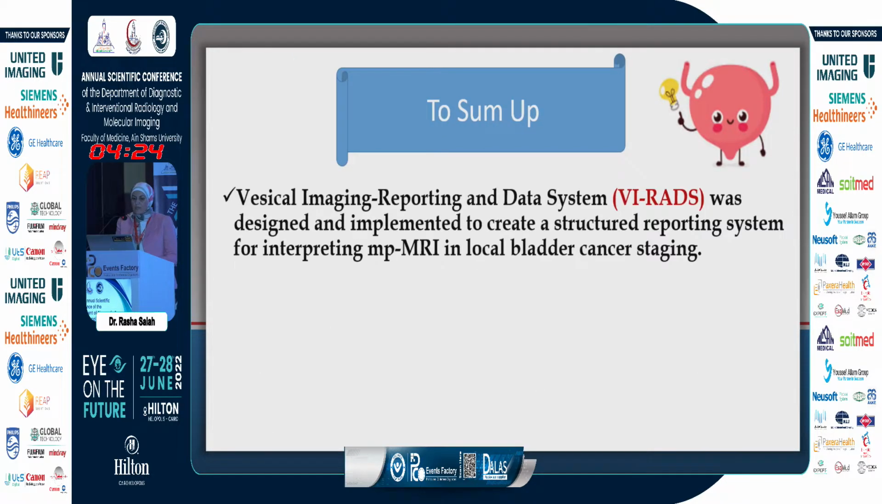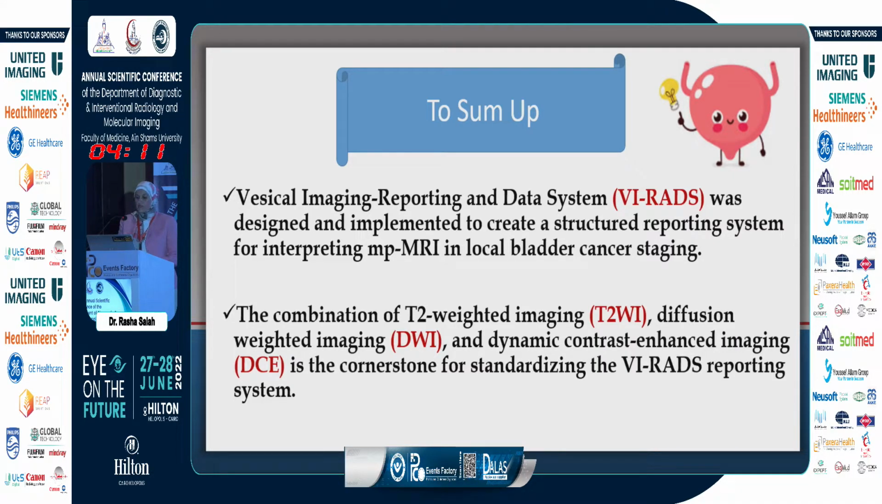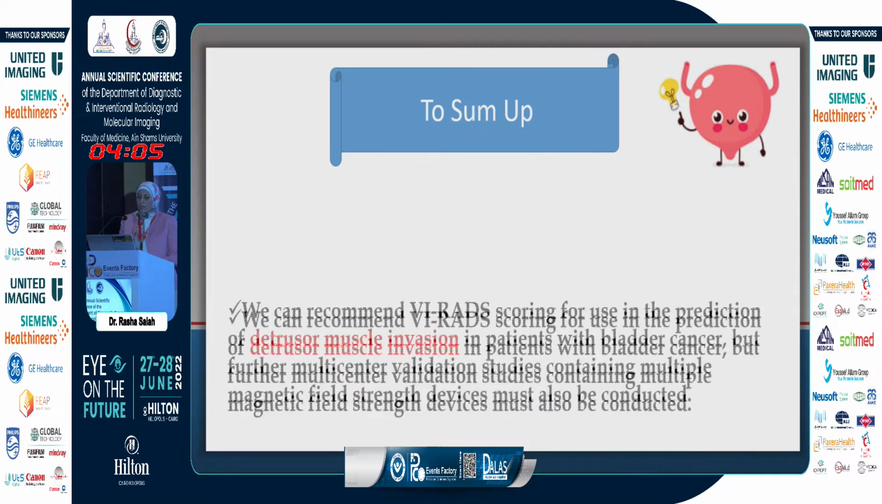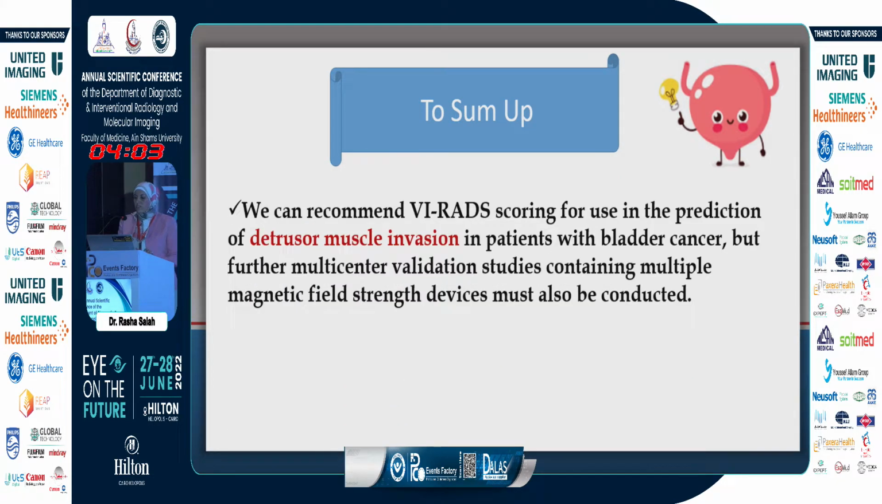So to sum up, vesical imaging reporting and data system was designed and implemented to create a structured reporting system for interpreting multiparametric MRI for local bladder cancer staging. The combination of T2 and diffusion and DCE is the cornerstone for using this VIRADS scoring. We can recommend VIRADS scoring for muscle invasive disease because it has a very high sensitivity and specificity compared to histopathological data.